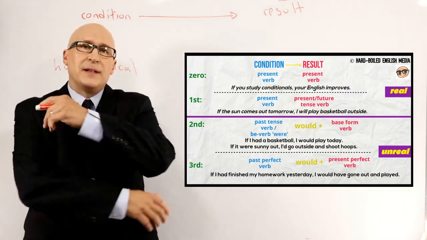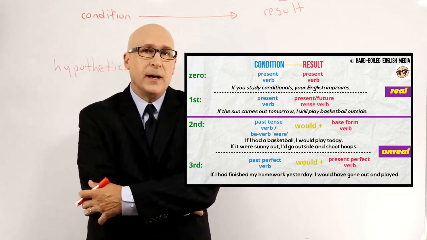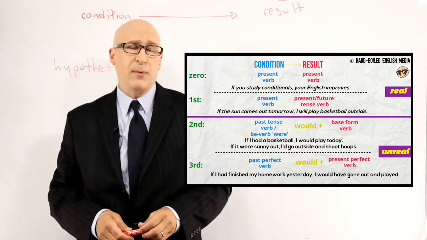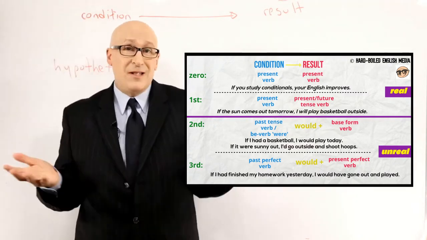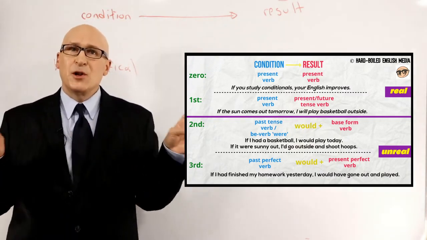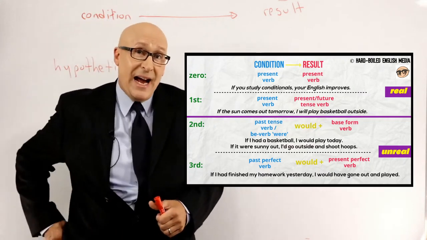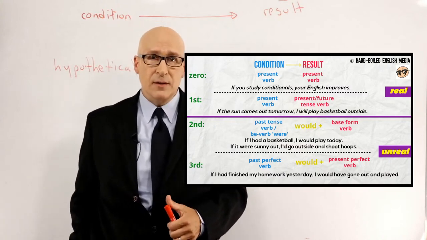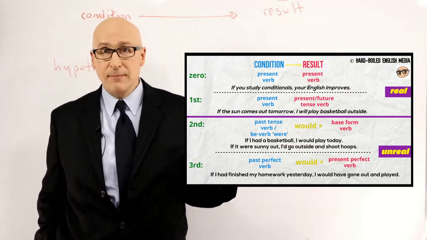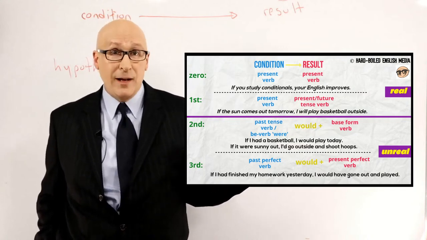If I had a basketball, I would play today. But I don't have a basketball, so I can't play today. Okay? If it were sunny out, I would go outside and play basketball or shoot hoops. But it's not sunny. It's raining. So this is not real. Now, the most common and most famous example of a second conditional is when you say something like, if I had $1 million right now, I would buy a Lamborghini. But I don't have $1 million. I'm a poor teacher. So, no Lamborghini.